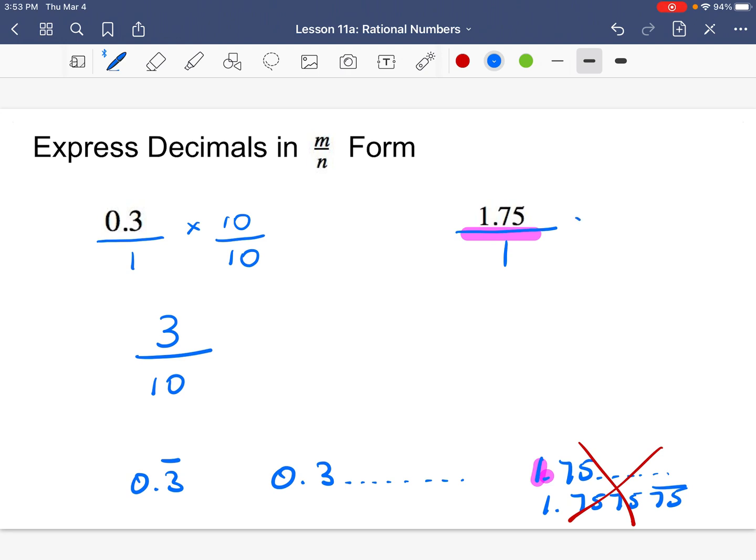Now I need to multiply by 10 times 10 here, or multiply by 100, because I have decimals in the hundredths place here. So I've got to multiply by 100, and I will get 175 in the numerator and 100 in the denominator. And so that's 1.75 written in fraction form.